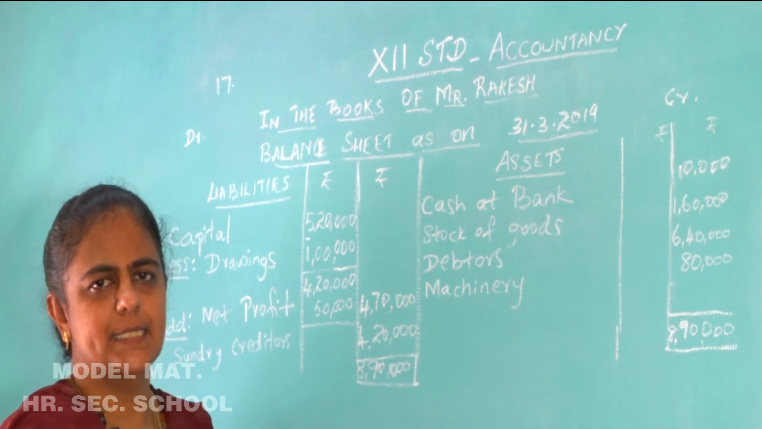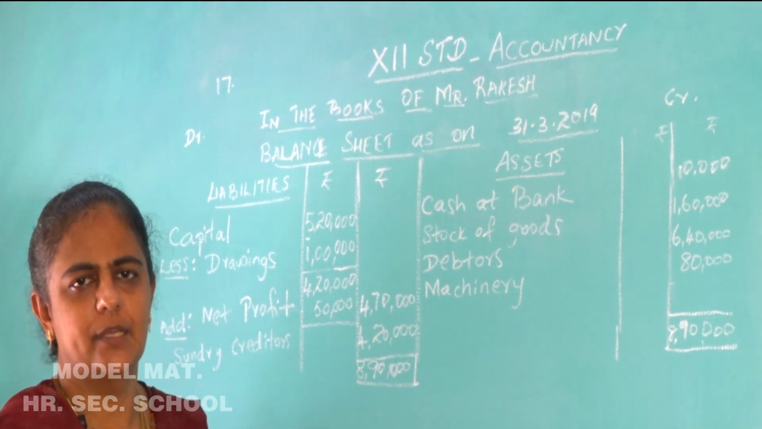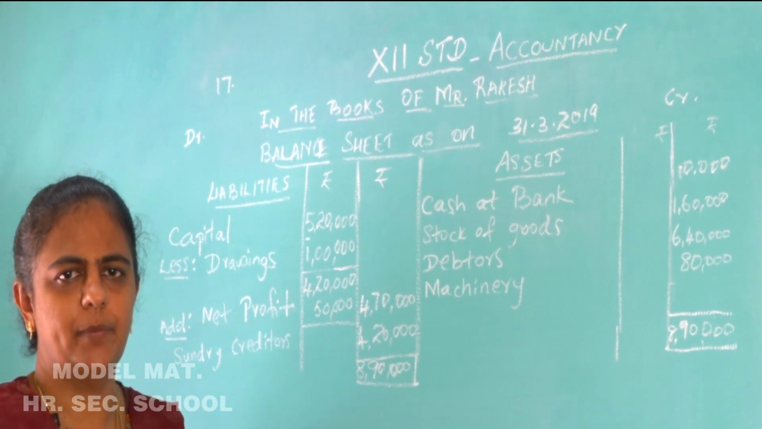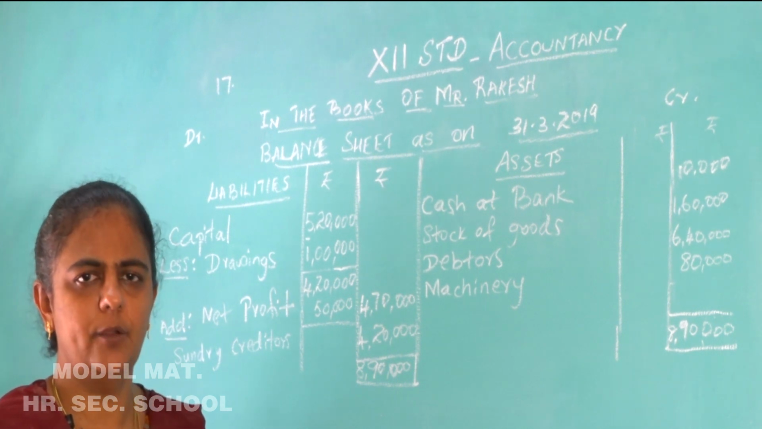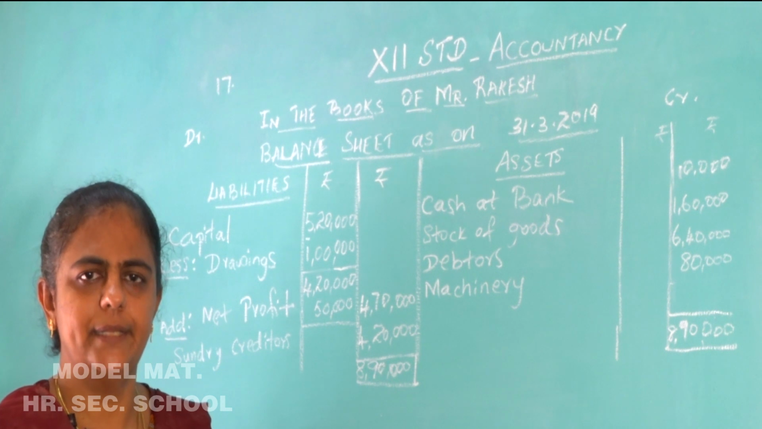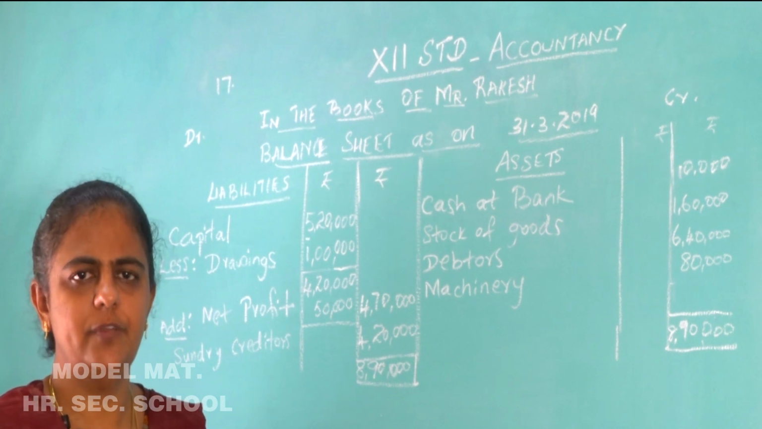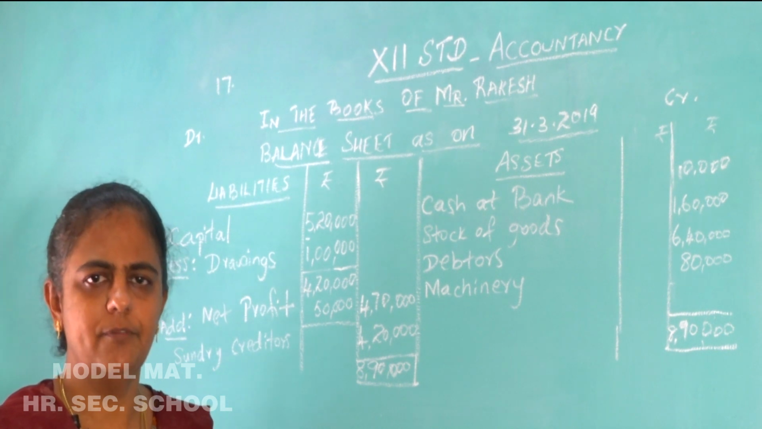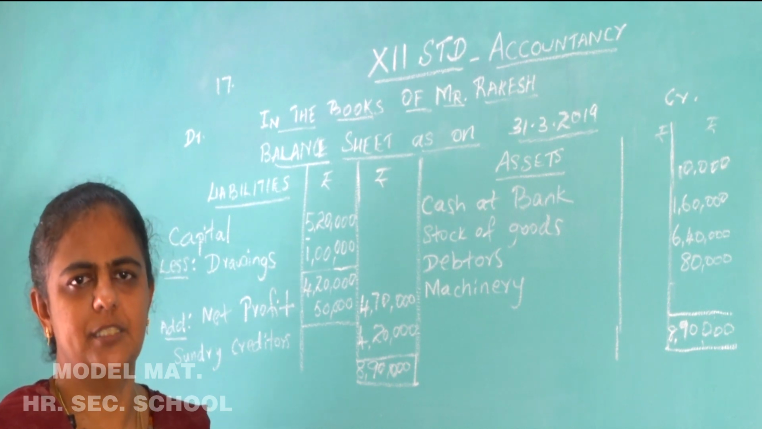Understood, children? This is the way you have to prepare the final accounts from incomplete records. First you have to prepare total debtors to find out credit sales, then total creditors to find out credit purchases, then prepare trading account, calculate gross profit, then profit and loss account to calculate net profit, then finally your balance sheet.